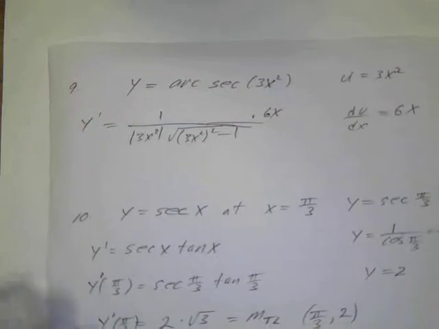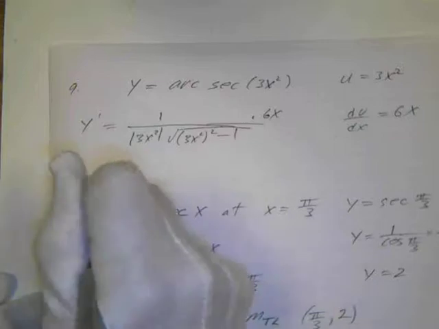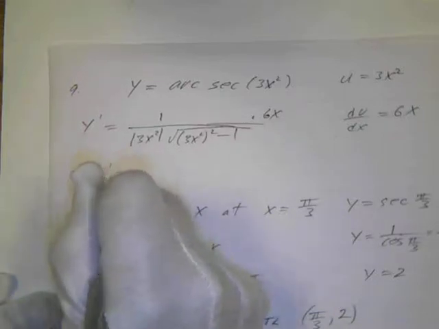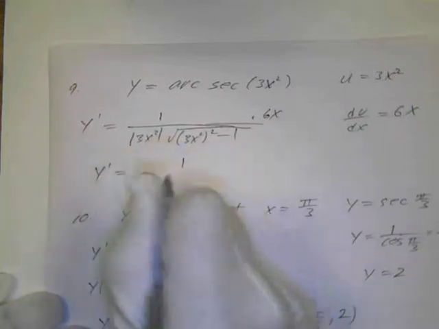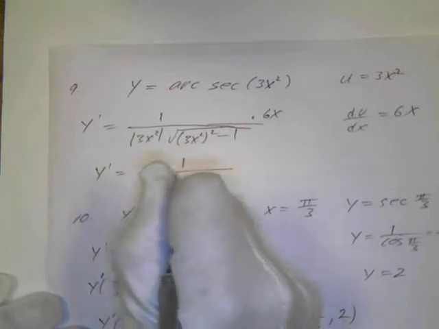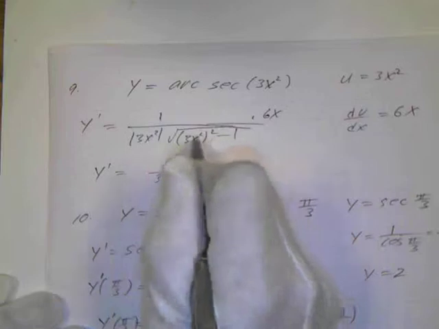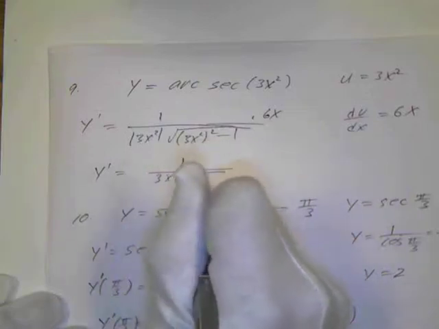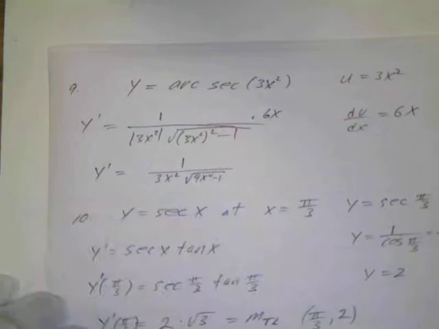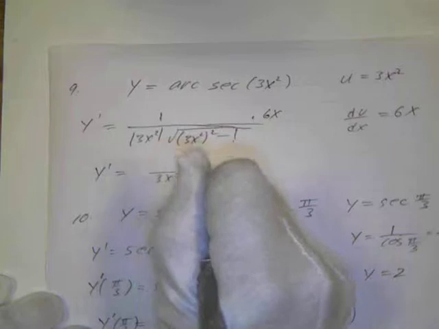Now the absolute value of 3 is just 3. And x squared is always going to be positive, so that just stays positive. So that's going to equal 1 over 3x squared. And then I've got the square root, and 3x squared squared is just going to be 9x to the 4th, so 9x to the 4th minus 1. And then we've got the 6x on top, so I could put times 6x.